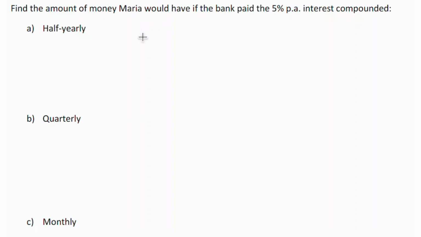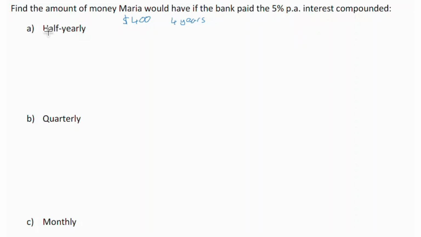Find the amount of money Maria would have in the bank if it had paid 5% per annum interest compounded half-yearly, quarterly, or monthly. And this is the same scenario as in the previous video. Maria was investing $400 for 4 years at 5% interest.